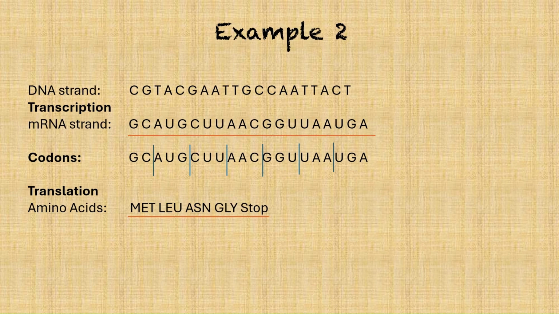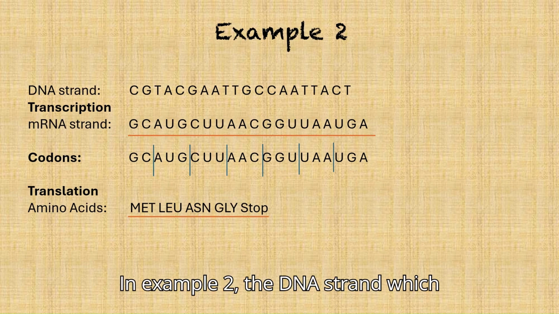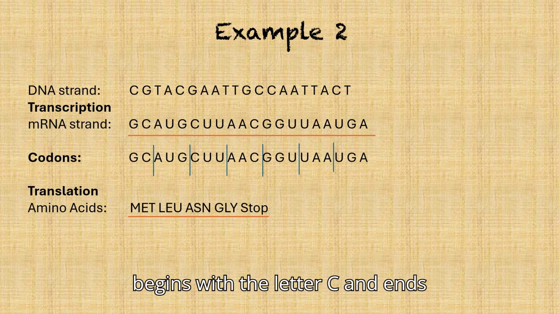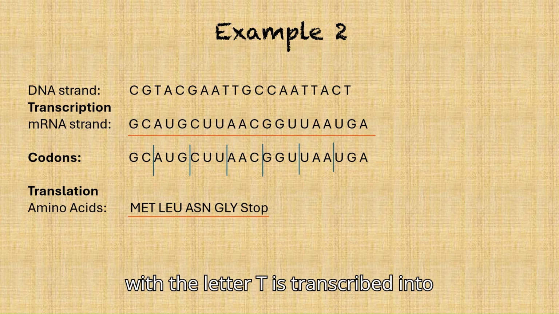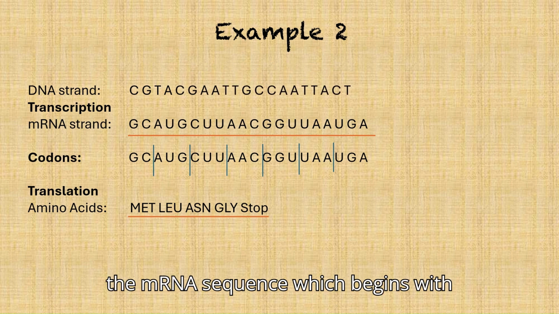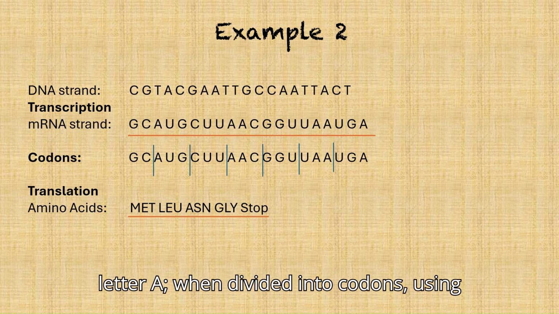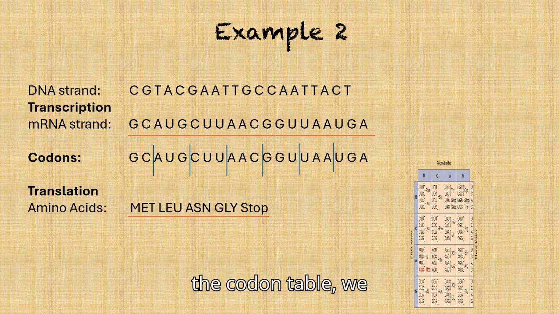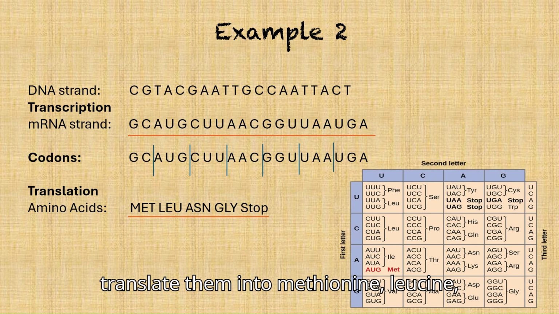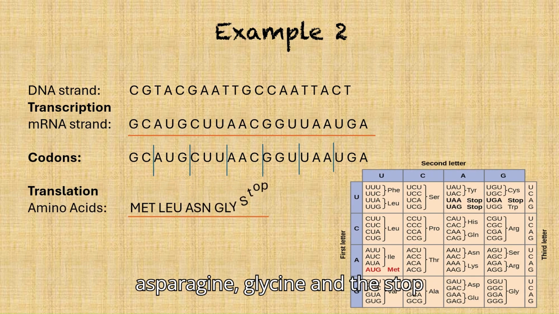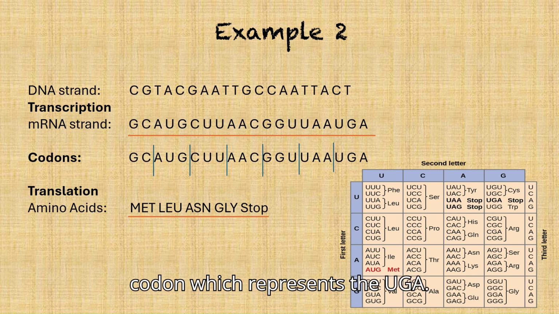codon. In example 2, the DNA strand, which begins with the letter C and ends with the letter T, is transcribed into the mRNA sequence, which begins with the letter G and ends with the letter A. When divided into codons, using the codon table, we translate them into methionine, leucine, asparagine, glycine, and the stop codon, which represents the UGA.